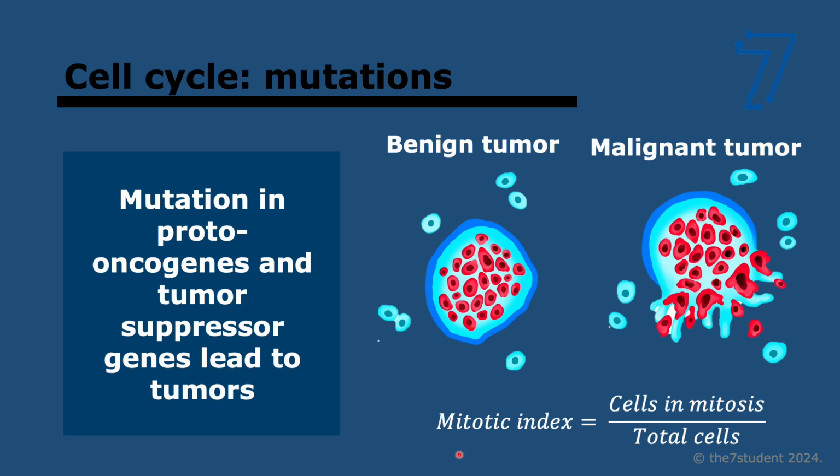And last thing is the mitotic index, which you need to know, which you can just calculate by dividing the cells in mitosis that you see over the total cells. I doubt this will be in the exam, but it's just here in case so that you know that it's part of the syllabus.